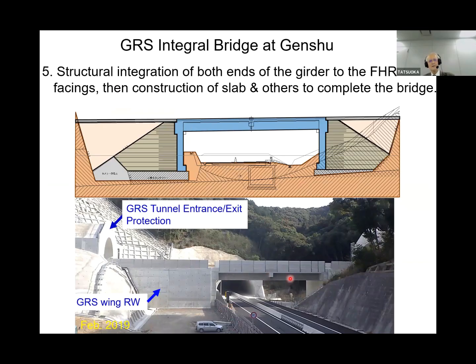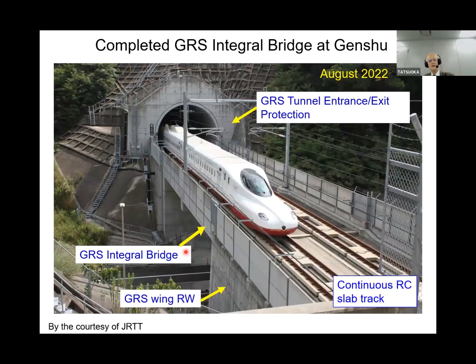This is a GRS bridge. But in the integral bridge, this is a GRS wing retaining wall. This is the view of this site. Here is a GRS integral bridge, and this is a GRS wing wall. This is a continuous RC slab track, no ballast.